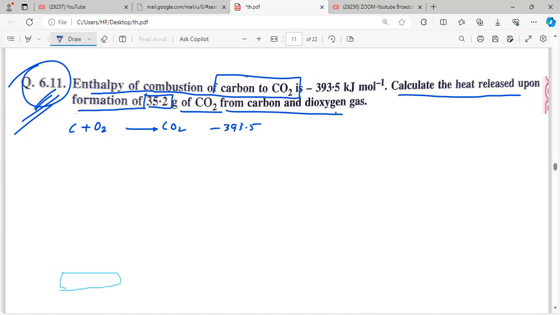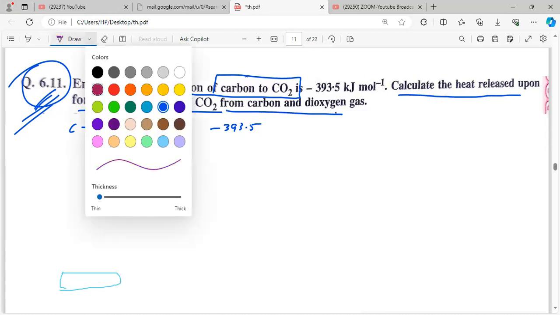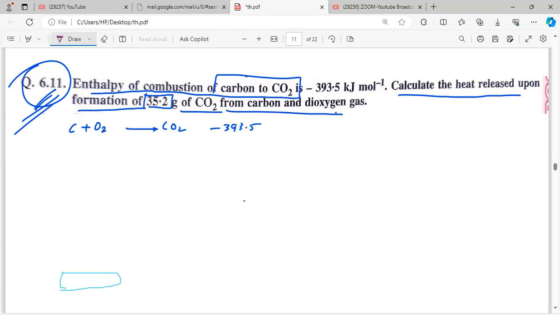So it is very simple. It is based on the limiting reagent type problem. See, they have given 1 mole. 1 mole means how much? 44 gram carbon dioxide gives 393.5 kilojoule per mole. Yes or no? Yes, sir, because they have given per mole and 1 mole is 44 gram. So 1 gram gives how much?